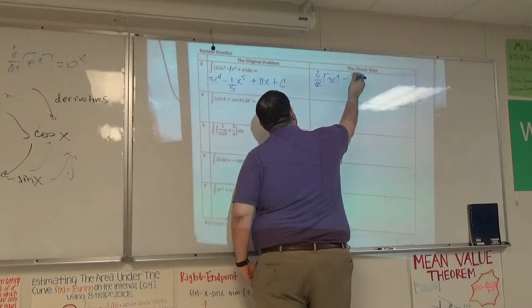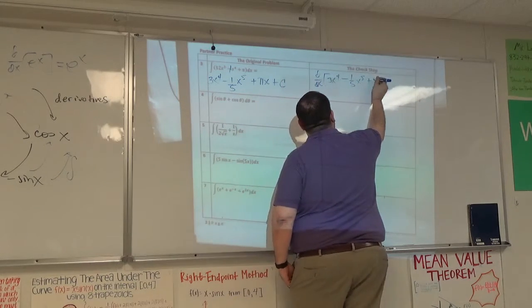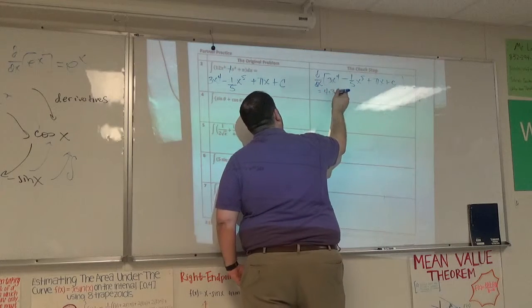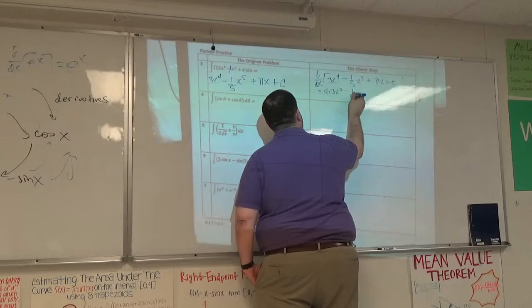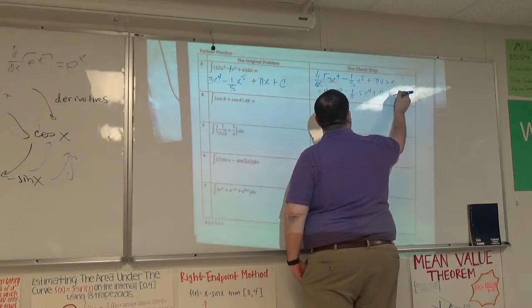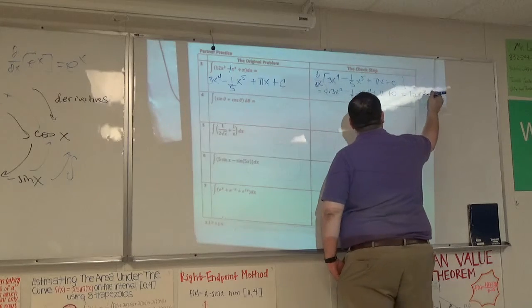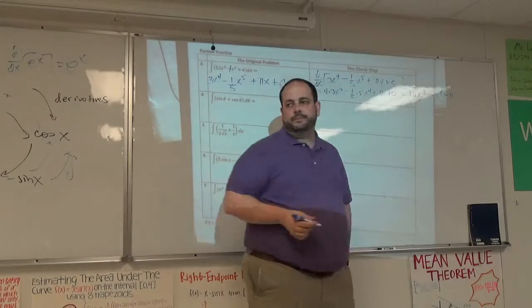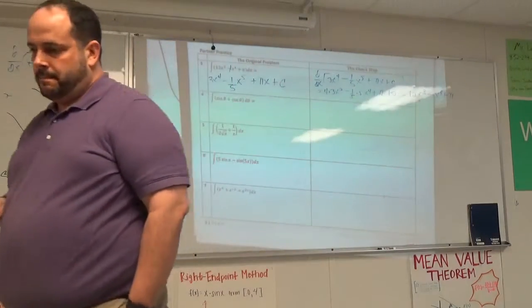So when I check my derivative of 3x to the 4th minus 1/5 x to the 5th plus pi x plus c, I get 4 times 3x cubed minus 1/5 times 5x to the 4th plus pi plus 0. That does simplify to 12x cubed minus x to the 4th plus pi. Great.